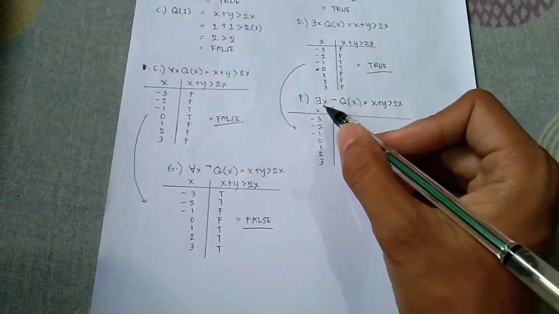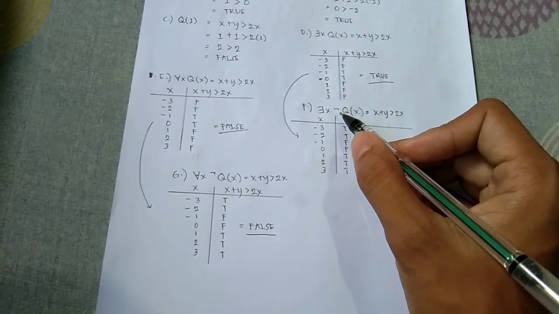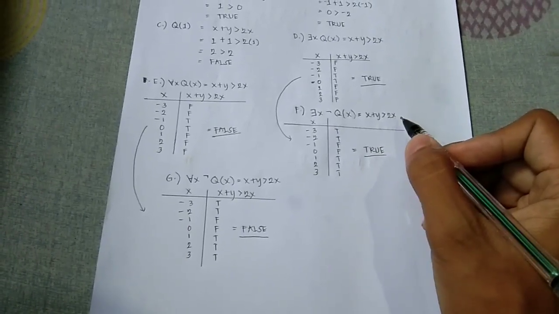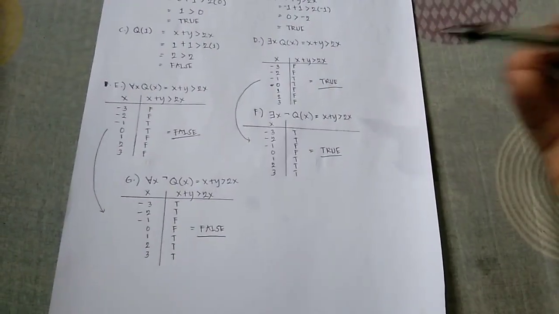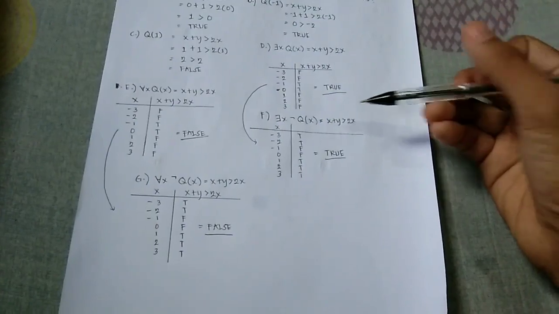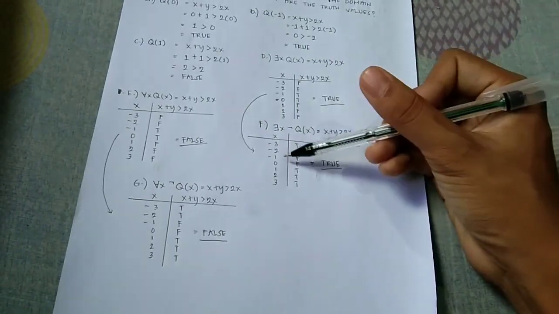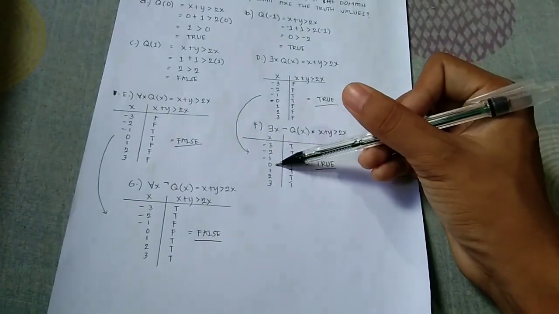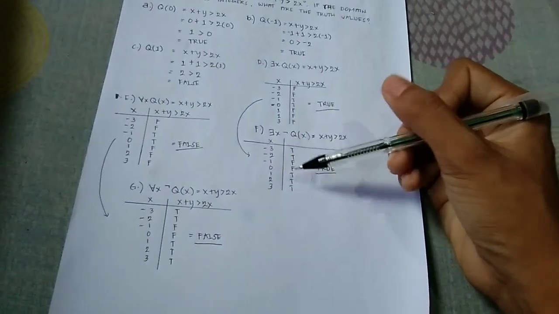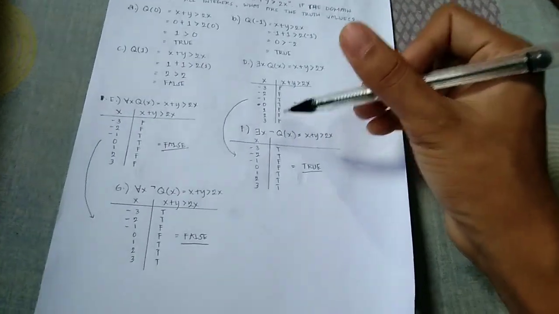F. Existential x not Q of x equals x plus y greater than 2x. So we find the negation of this sample table. So negative 3 is true, negative 2 is true, negative 1 is false, 0 is false, 1 is true, 2 is true, 3 is true. So we have 5 true, so F is true.